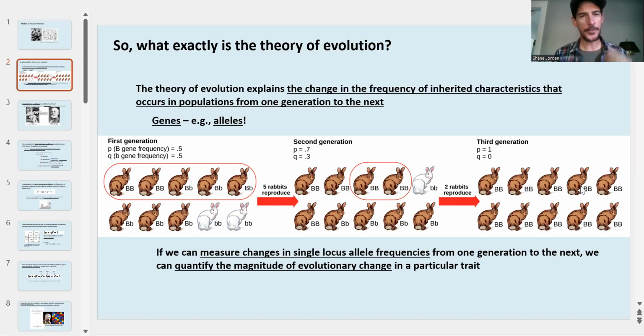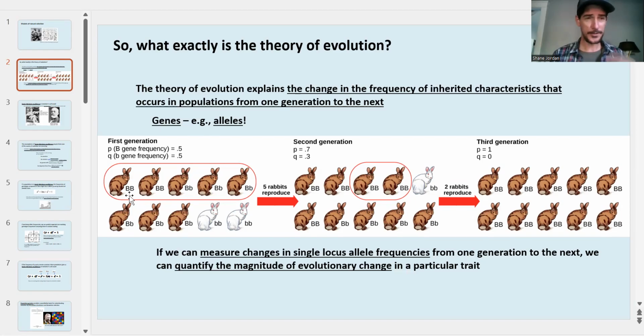To reiterate, the theory of evolution explains the change in the frequency of inherited characteristics that occurs in populations from one generation to the next. And when we're talking about inherited characteristics, we are talking about genes. And oftentimes, when we're talking about genes, we are talking about alleles, which are variants of genes. And variants of genes change in frequency from one generation to the next, as we have already examined, looking at our population of rabbits.